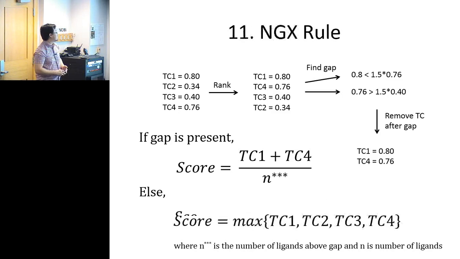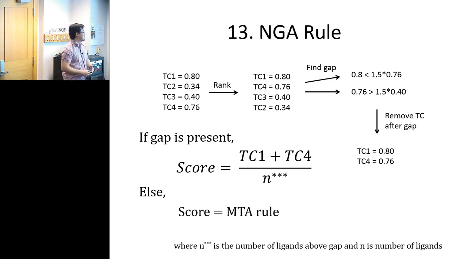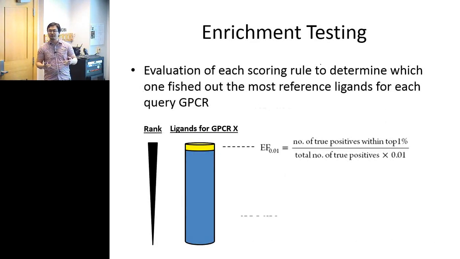Okay. And for the NGX rule here, it's very similar to the VAP rule described previously, but instead of the average, if there's no gap here, then we use the max rule. Okay. And for the NGM rule, more or less the same. If there's no gap, then we use the MTM rule, or the median. And last but not least, just the MTA rule here. So sorry about the dryness of the slides here, but anyways, we have all 13 rules here that we use to score each ligand in the database, to see how well it was able to find the true positives.